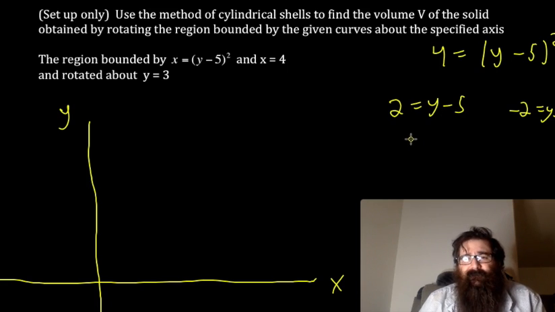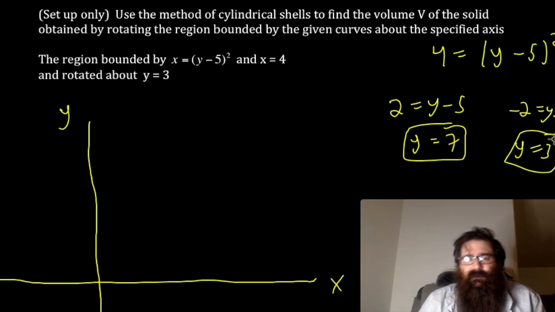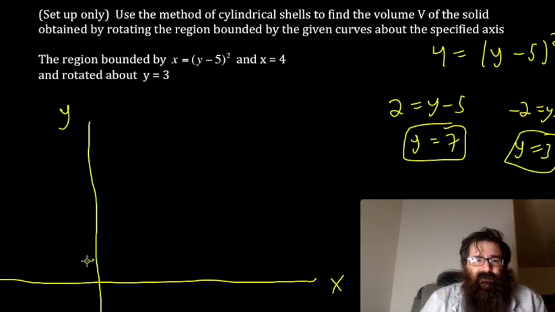If I add 5, 5 plus 2 gives me 7. Here if I add 5, 5 plus negative 2 gives me 3. So these intersect at y equals 3 and y equals 7. So let me get a scale here. I'll say this is 1, 2, 3, 4, 5, 6, 7.